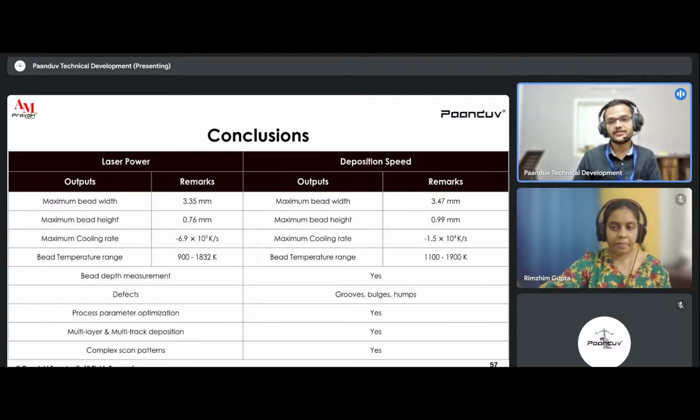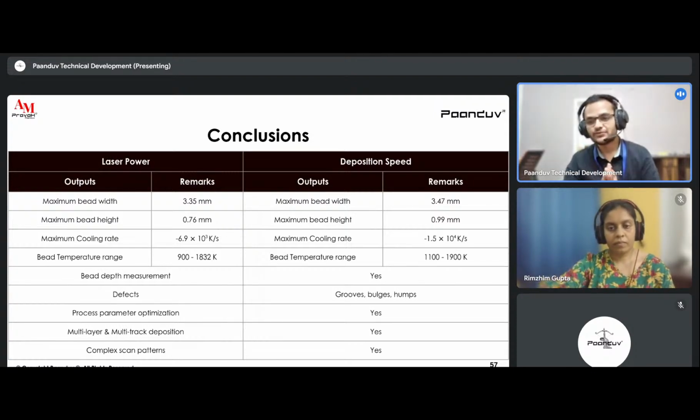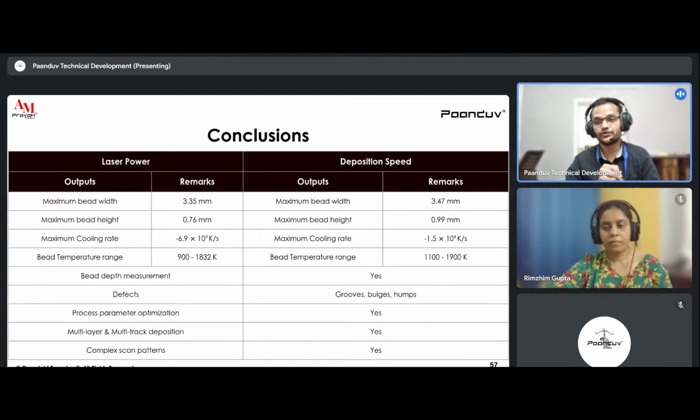While on the other hand, for the variation in deposition speed, the maximum bead width is around 3.47 mm and the maximum bead height is around 0.99 mm. The maximum cooling rate for the case of variation in deposition speed is 1.5 × 10^4 kelvins per second, and the bead temperature range is around 1100 to 1900 kelvins.